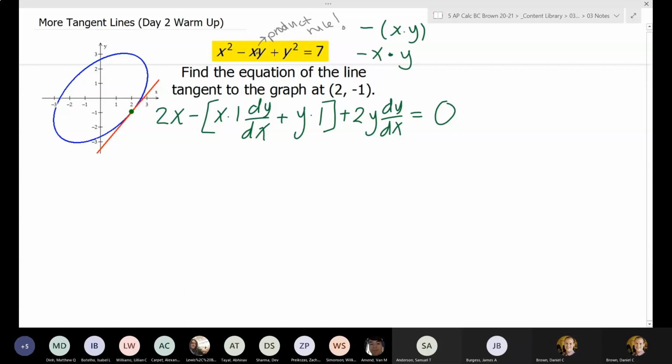When I took the derivative of negative xy, I had the first times the derivative of the second: the derivative of y is 1, so times dy/dx, plus y times the derivative of x, which is 1. The derivative of y squared is 2y dy/dx, and then 7 is a constant, so it goes to 0. This becomes a lot easier once we solve it for dy/dx.